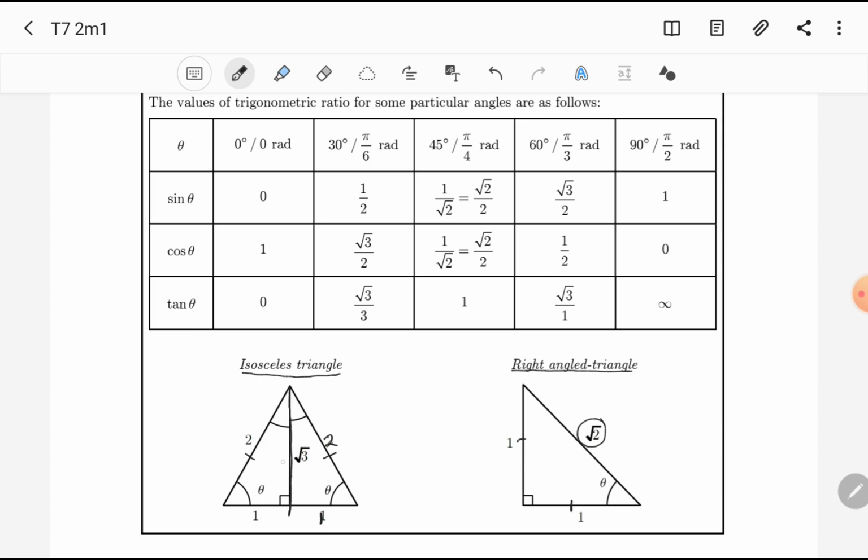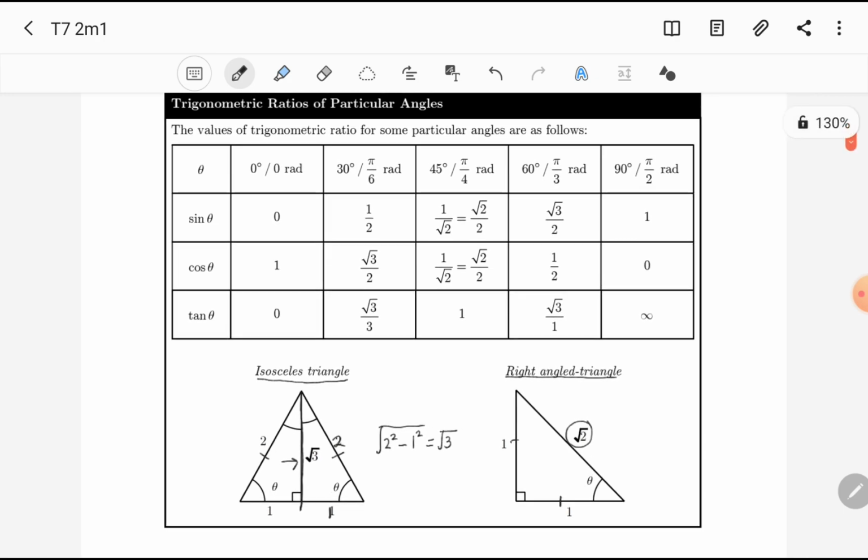Okay. So how to get yang tegak ni? Okay. The vertical line punya panjang dia. So we use Pythagoras theorem. So kita akan dapat square root 2 square minus 1 square. So that is why we get root 3. Okay. So yang sini ni theta. Yang sini pun theta lah. Sama sudut dia. Kan? Okay.